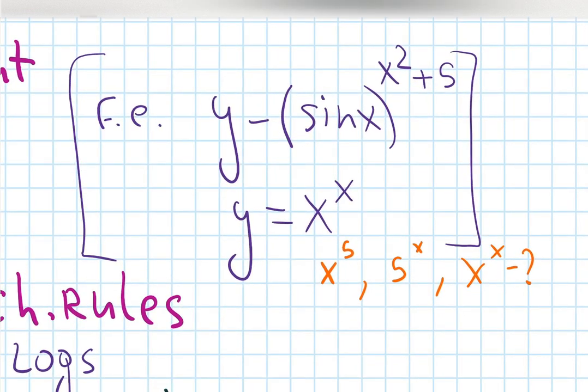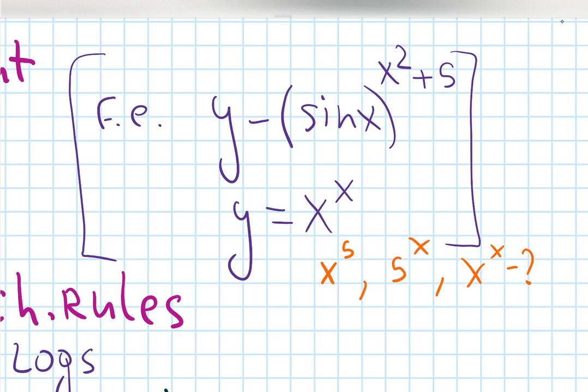By the way, the x to the x function is faster than an exponential function, because an exponential function like 5 to the x is growing really fast. Well, if x is growing to infinity and the exponent is growing to infinity, x to the x is growing really fast to infinity. So this function is actually super fast.